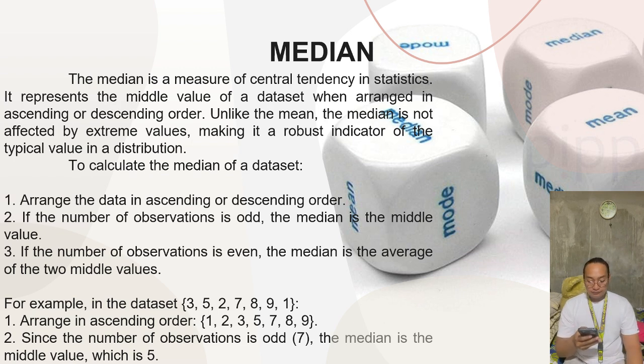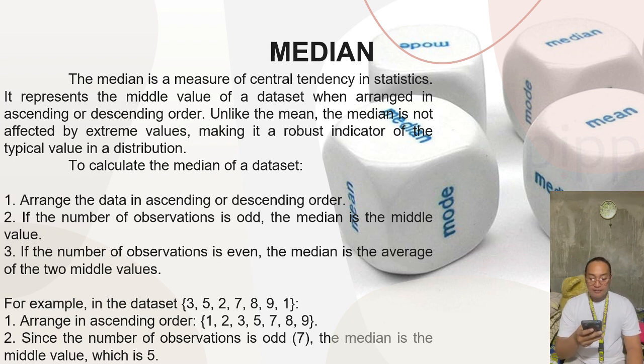Number 1, arrange the data in ascending or descending order. Number 2, if the number of observations is odd, the median is the middle value. Number 3, if the number of observations is even, the median is the average of the two middle values.